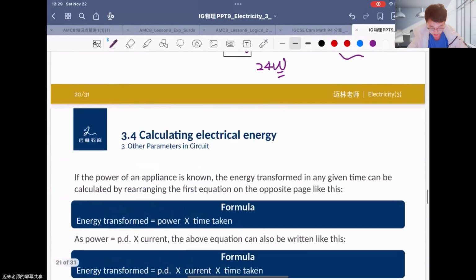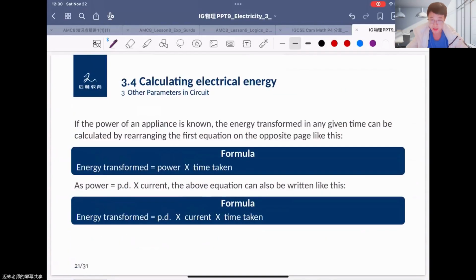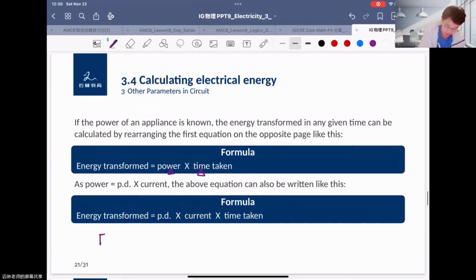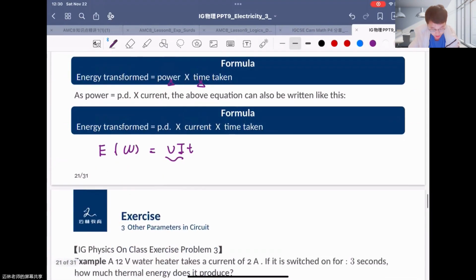Okay, so next we'll discuss energy. We said the power means the energy transfer per time taken, right? So if you're calculating the energy, it equals the power times the time taken, right? So the formula is energy E, sometimes we say work, equals U times I, this is power, right, times time taken. So it's like this formula. Not very difficult, right?